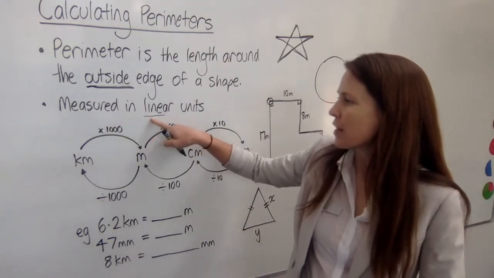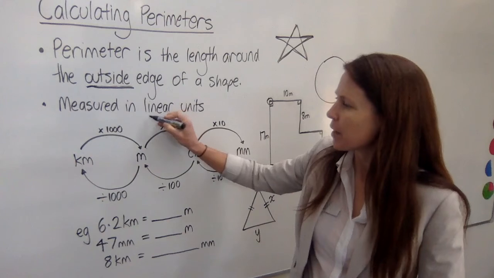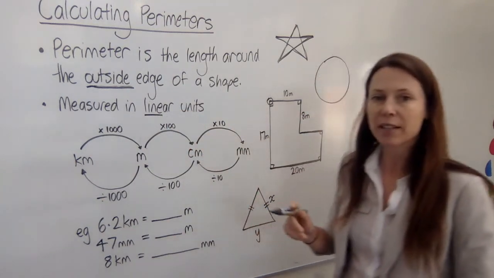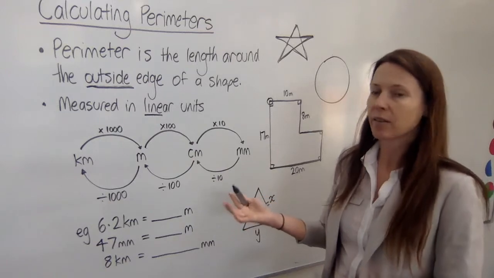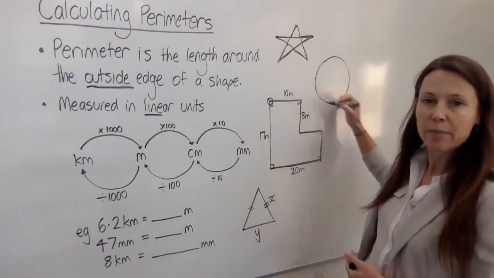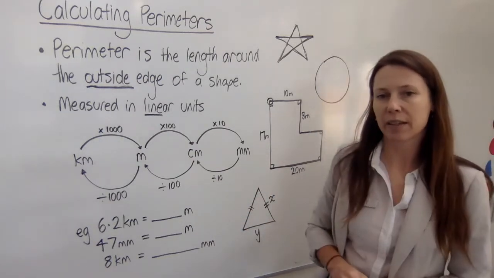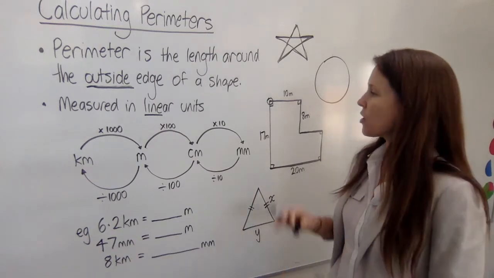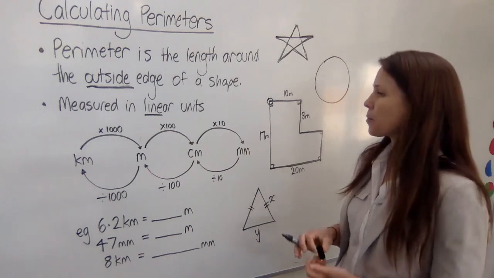The perimeter is measured in linear units. Now, what does linear mean? Well, this word line inside the word linear reminds you that it's just the length of the lines on the shape. Now, lines can be curved, so even on something like a circle, you can find the perimeter in linear units, meaning just a curvy line in this case.